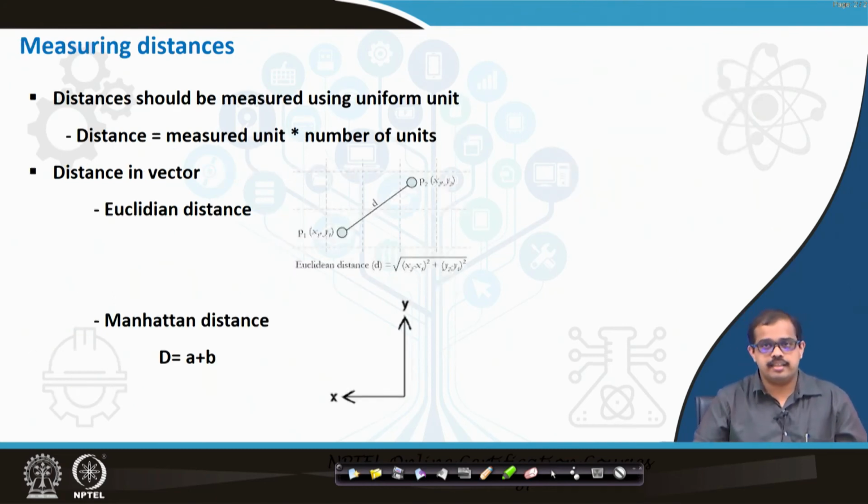For example, let us take some of them. The first one is measuring distance. If you want to measure a distance, for example from this point to here, it is as good as calculating a Euclidean distance.